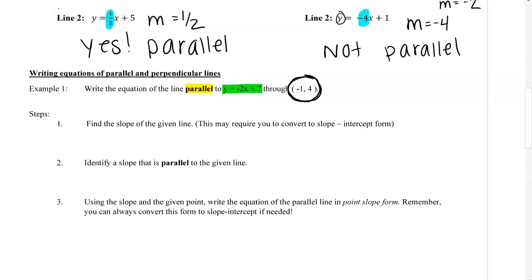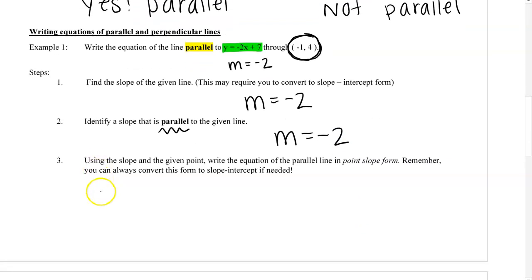The only thing you want to use this line for is the slope. You don't care about the y-intercept. You don't care about anything else from that green line that I just highlighted. You only care about the slope. I can see the slope from this line is -2. So I know that if my slope of the line that they gave me is -2 and I want a parallel slope, I would have to also use a slope of -2. So I'm going to use a slope of -2 and the point -1, 4 to write my equation.